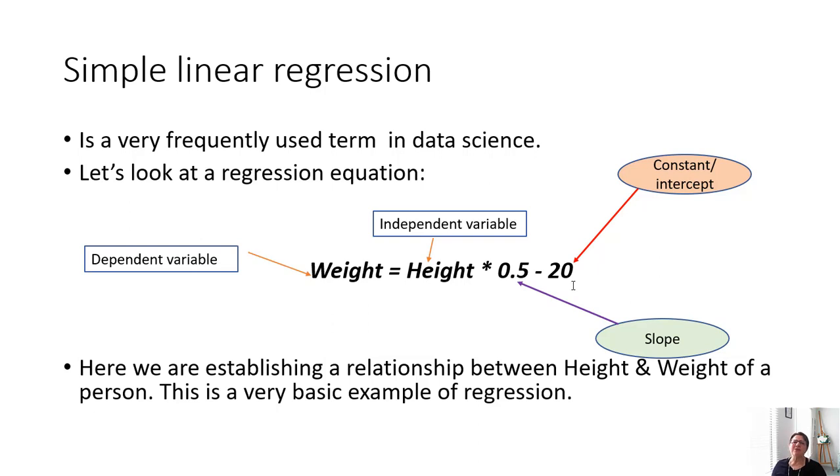Here, weight is equal to height times some number plus or minus another number. This is the simplest way of regression analysis, which is simple linear regression, line of best fit. So we say that there is a straight line relationship between height and weight. Here we call it a constant or intercept for the equation of the line. And here it is called the slope, which is the gradient of the straight line. Height is the independent variable and weight is the dependent variable.